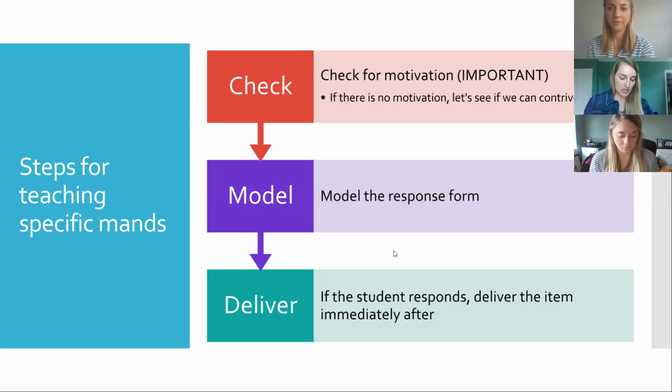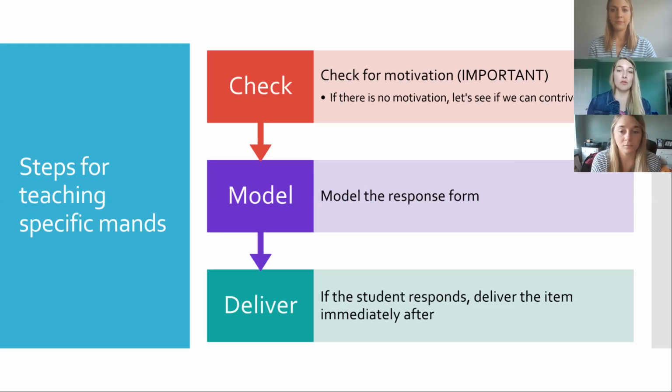So when we're teaching specific MANs, we want to check for motivation. That's always going to be the very first step. Kim talked about the importance of motivation, and if we don't check for it, we might run the risk of teaching some rote responses, or teaching kids to ask for things when they don't really want them. So we want to make sure it's there. Again, Kim talked about that. That looks like reaching, looking, walking towards something.